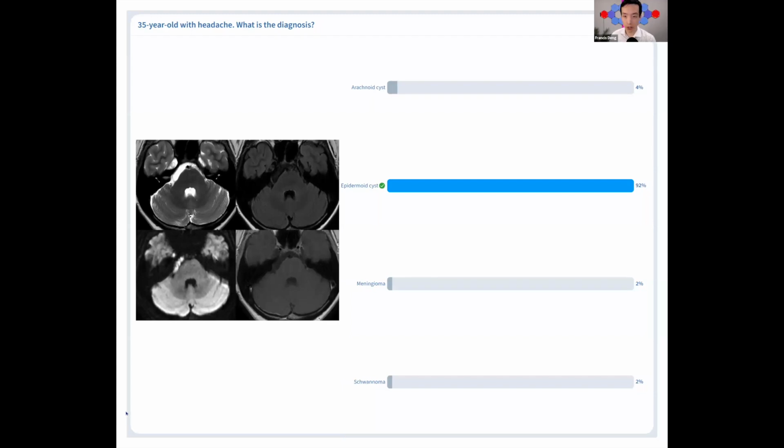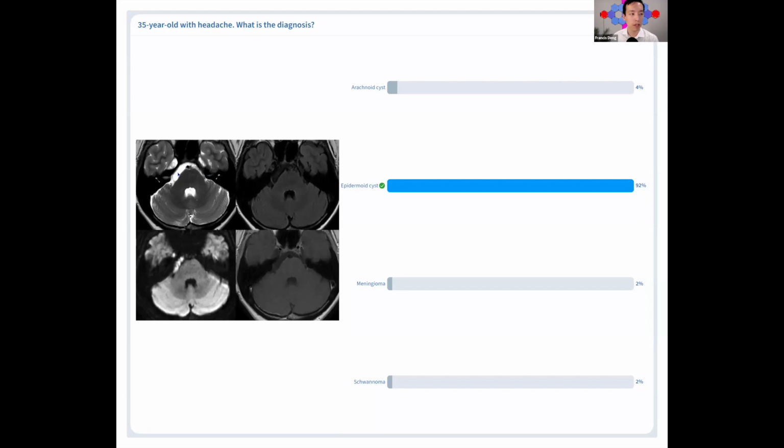The vast majority of you chose the correct answer, which is epidermoid cyst. So we have 4 MR images here. That is a T2 weighted image, T2 FLAIR, DWI, and a T1 post contrast. What we see is a diffusion restricting material in the right cerebellopontine angle cistern extending into Meckel's cave.